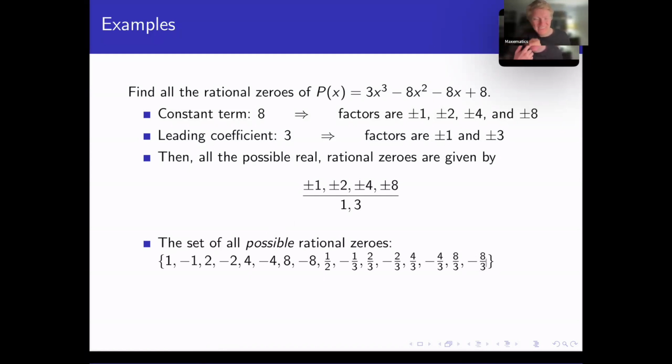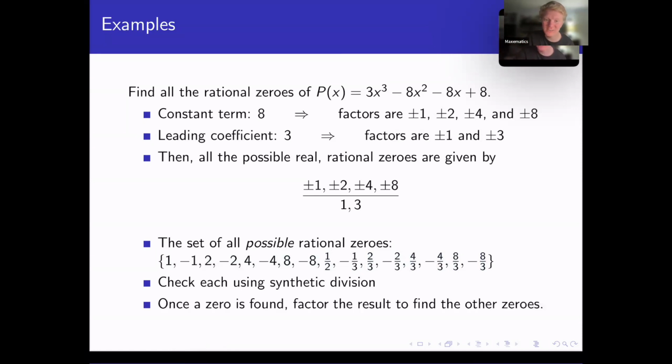So the point here is that the rational zeros theorem only gives us a set of possible zeros, not necessarily a very useful set. So you would have to go through and check all of these. Part of the reason why the rational zeros theorem isn't super useful is that you could be spending a lot of time to find a rational zero that might not actually even be a zero, right? This is a set of possible rational zeros. What if your function doesn't have any rational zeros to begin with? So we'll take for granted that we will check each using synthetic division. And again, once we find a zero, factor that result.